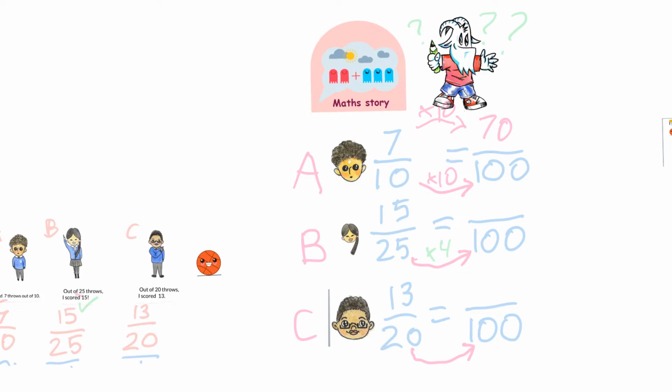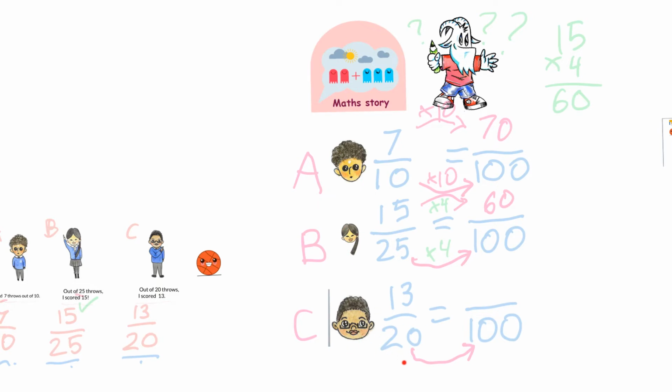Now, whatever I do to the denominator, I will have to do to the numerator, and I'll get a simple answer. Discuss with your parent, friend, or a pet. What would 15 times 4 be? And if your answer was 60, that's absolutely brilliant. You are correct. So that's 60 hundredths for Betty.